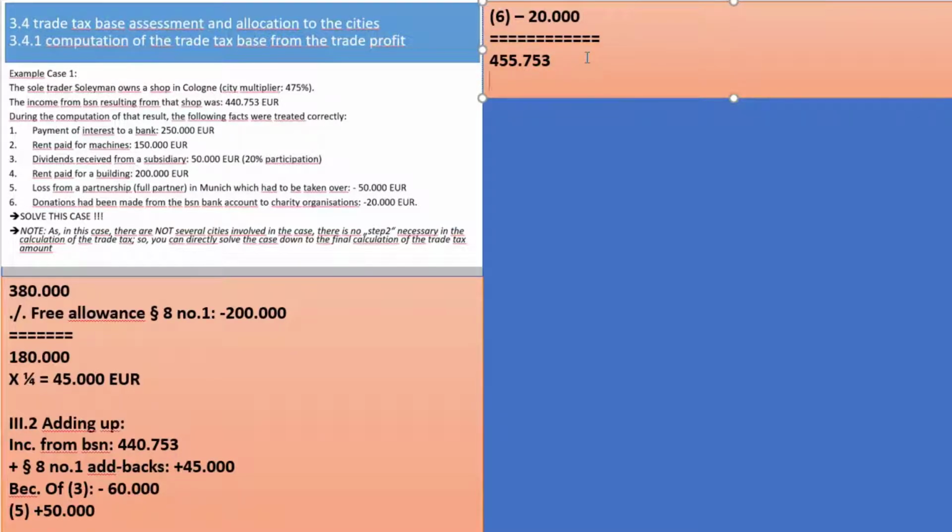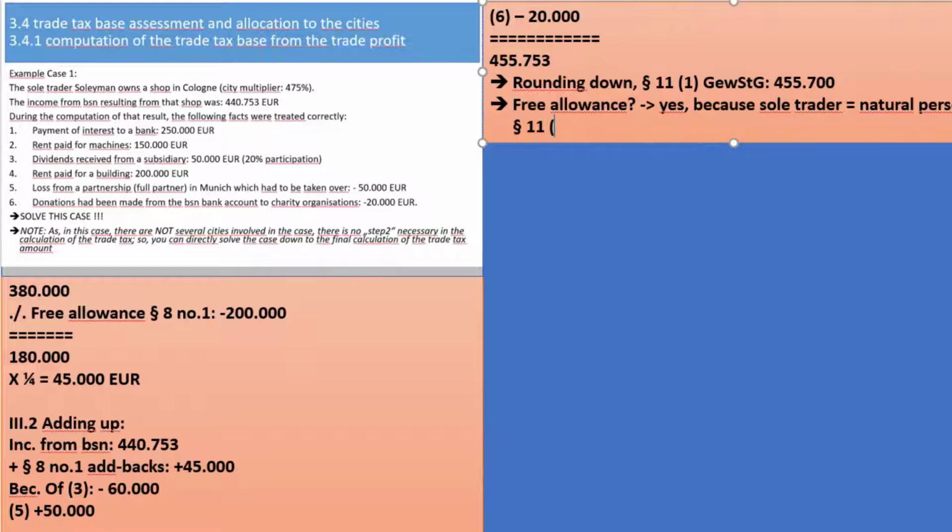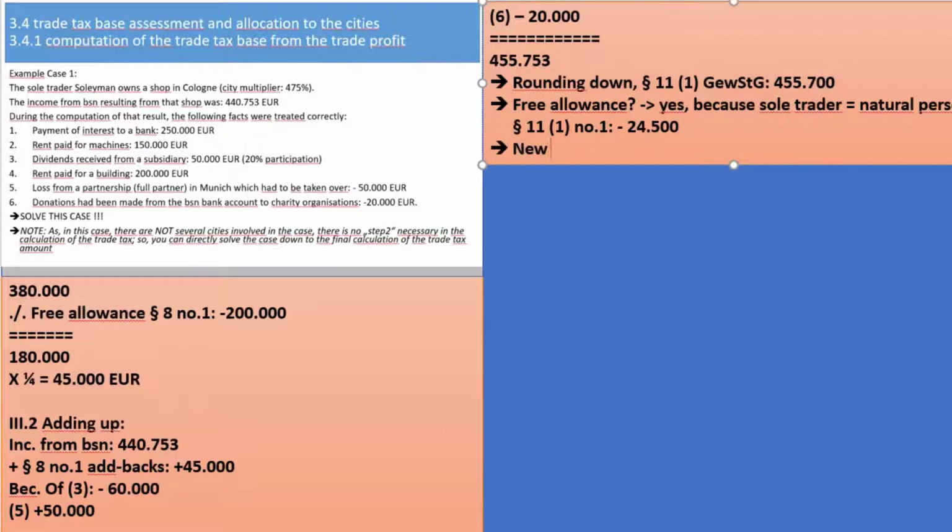So then we come to rounding down as required by 11.1, and we round down to even 100, not even 1,000, so to this value. Now, do we have a free allowance to be deducted? And the answer is yes, because sole trader is natural person. 11.1 number 1 means minus 24,500. So we have a new subtotal. This is now 431,200.